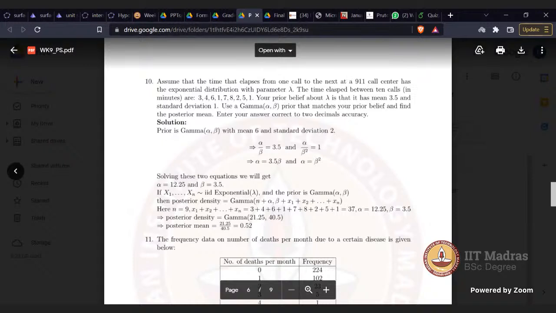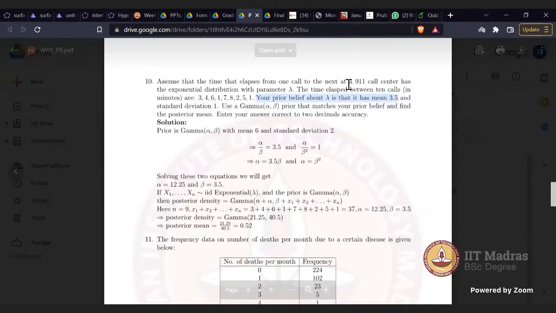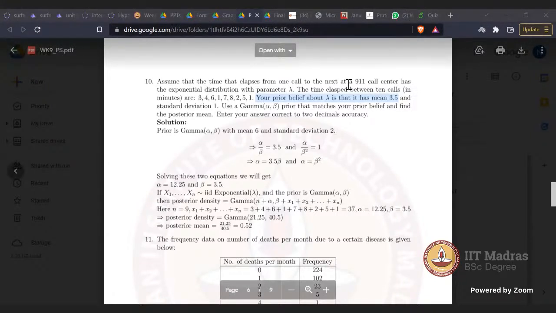This part over here, that your prior belief about this, will be given to you in the problem statement, because unless it is given, it is difficult to come to a particular answer. If I am giving you any problem, unless I give you the prior distribution, it is not possible to come to a single answer. And these are textbook kinds of problems.